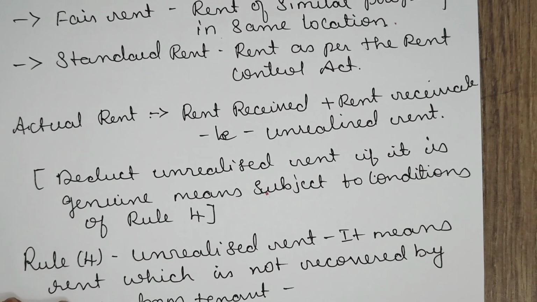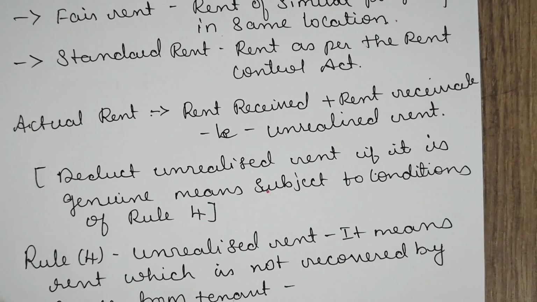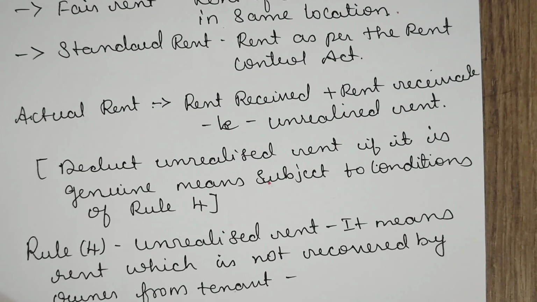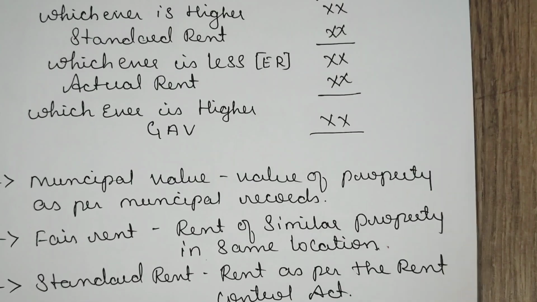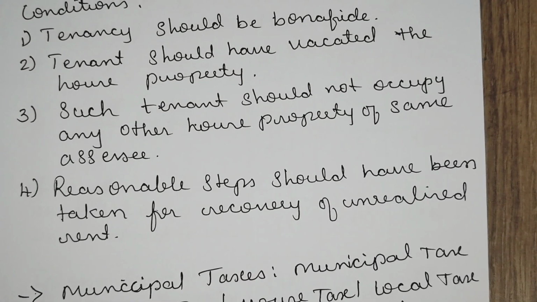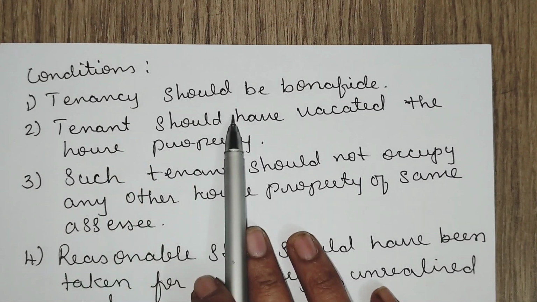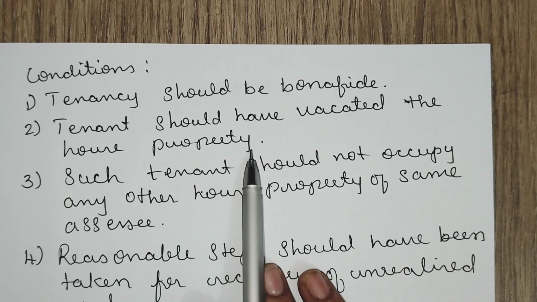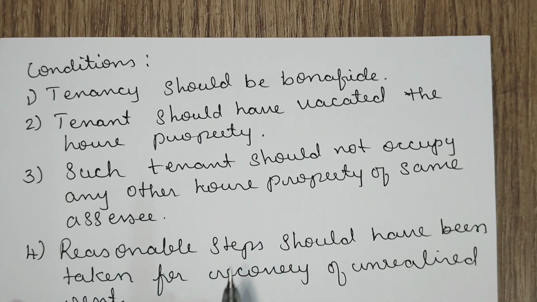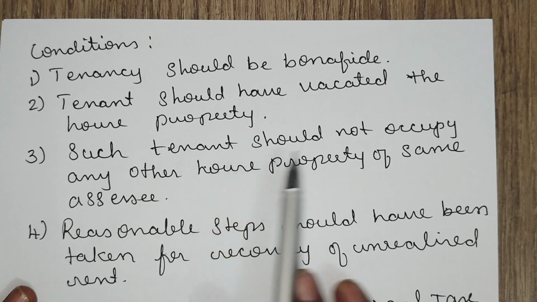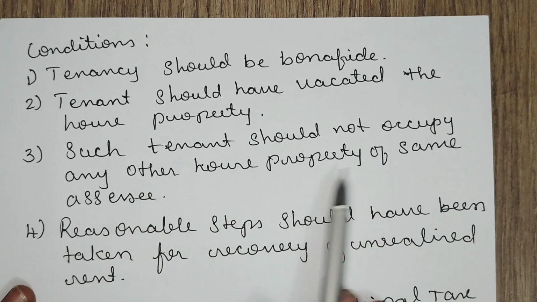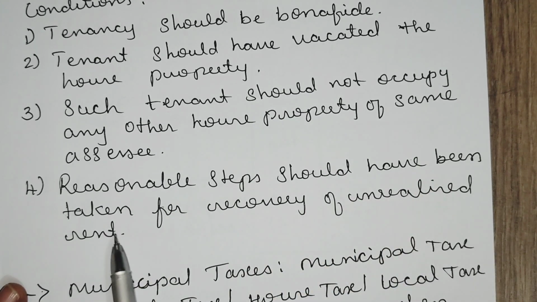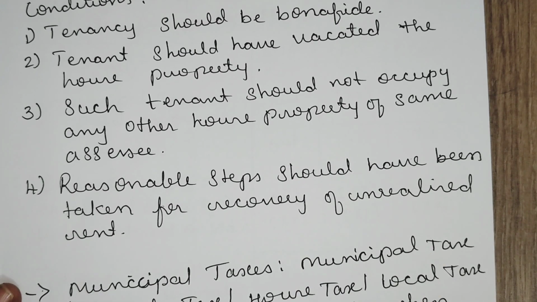What is this Rule 4? Unrealized rent means rent not recovered by the owner from the tenant. That will be deducted. Conditions: tenancy should be bona fide. The tenant should have vacated the house property. Without vacating, we cannot show it as a vacancy period. Such tenant should not occupy any other house property of the same assessee. Reasonable steps should have been taken for recovery of unrealized rent.